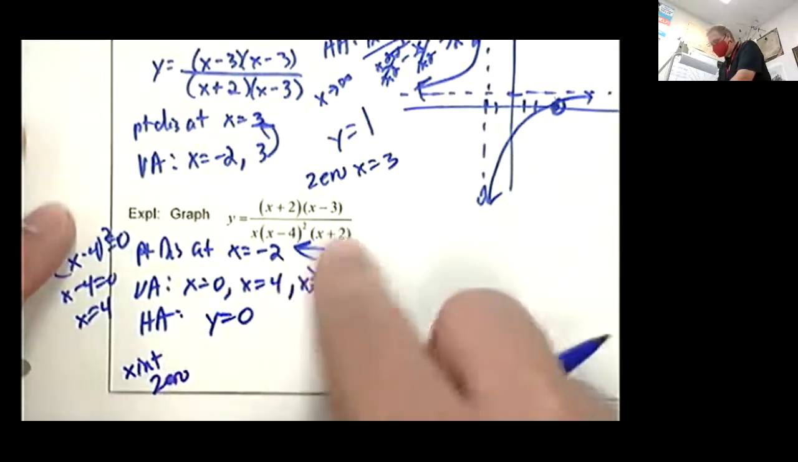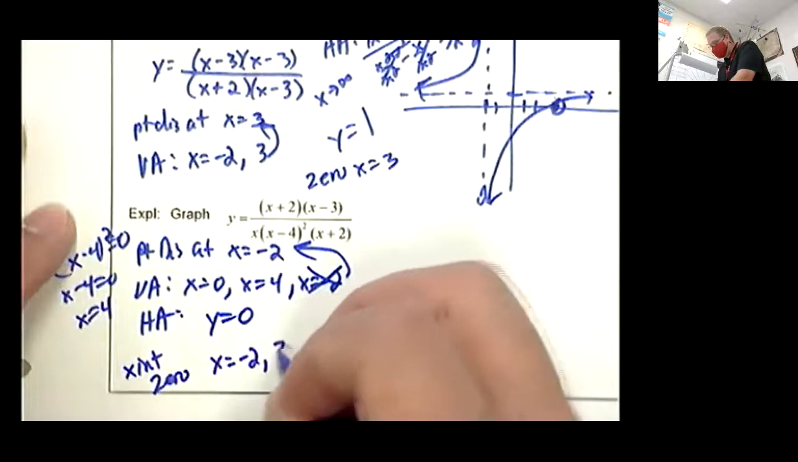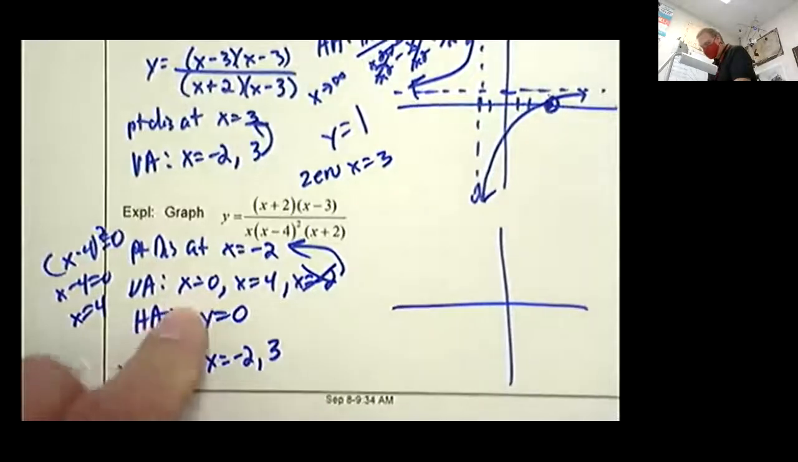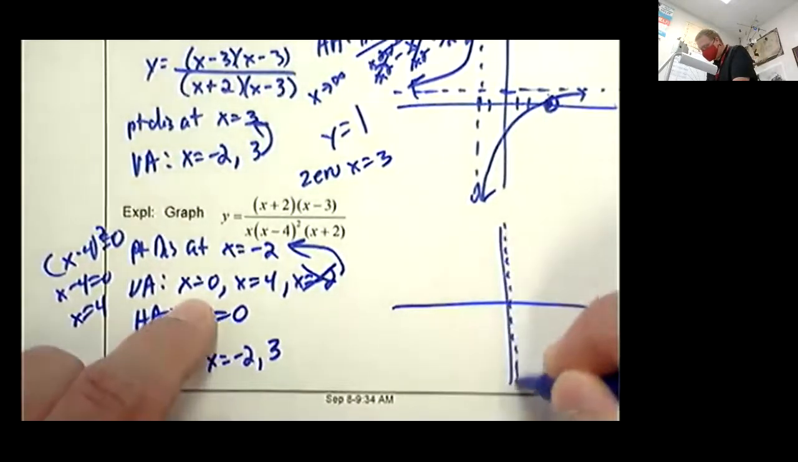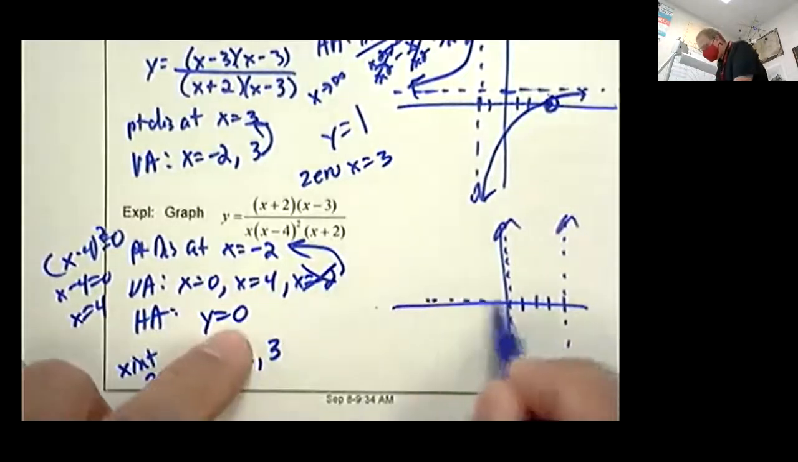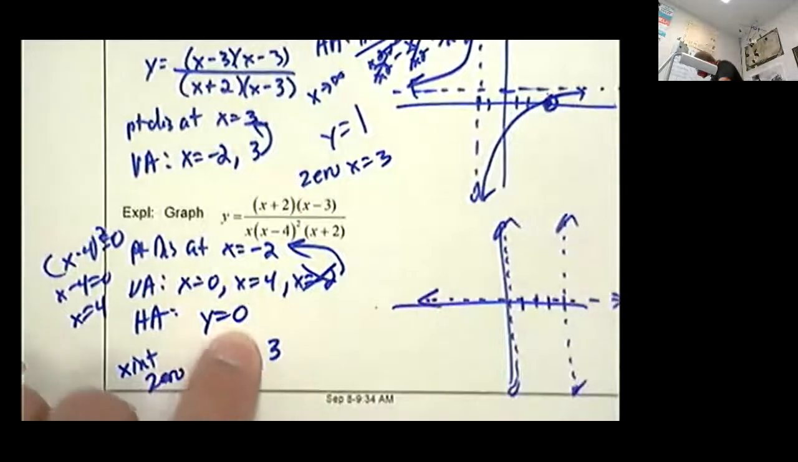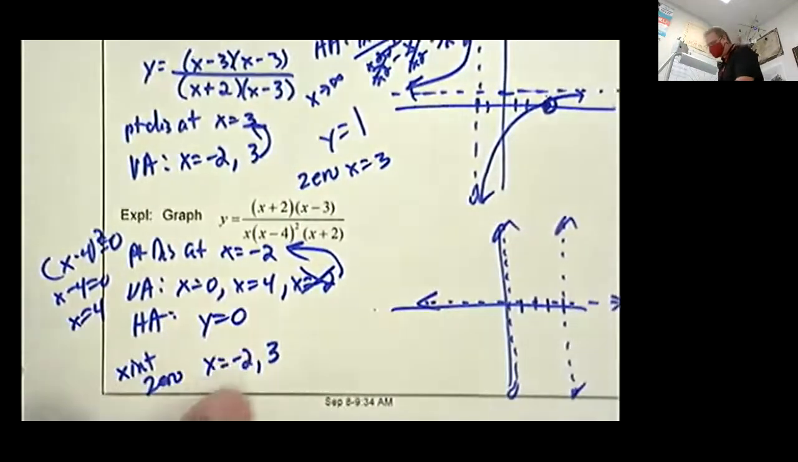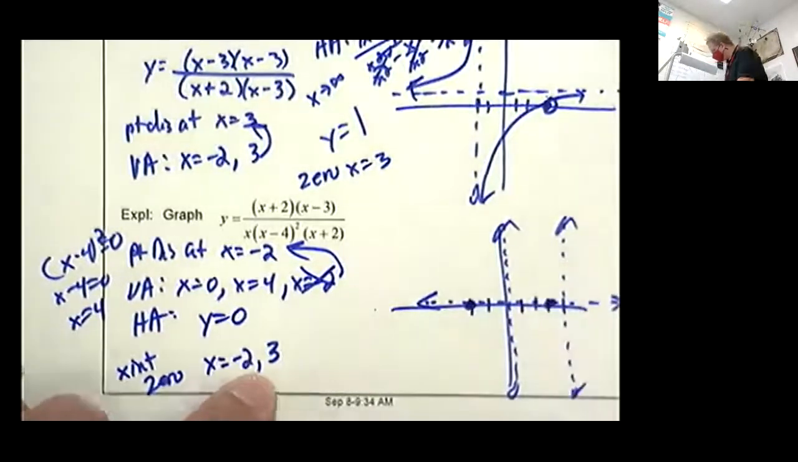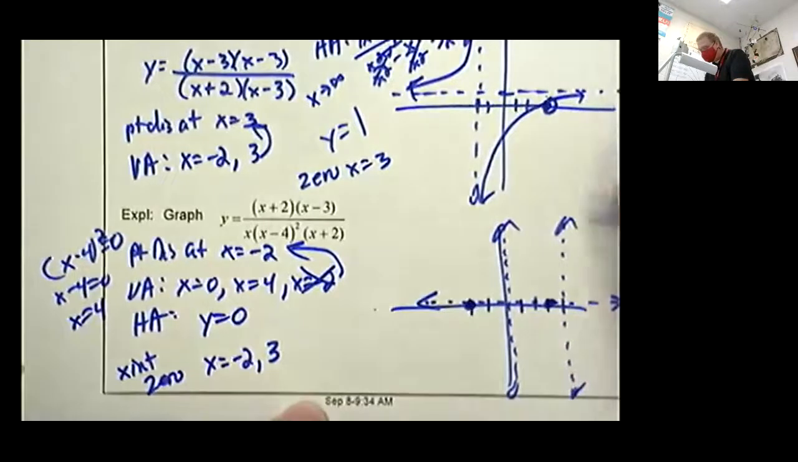We can check for any x-intercepts or any zeros by setting the numerator equal to 0. That's -2 and 3. So we're going to use all of that information to graph. We have a vertical asymptote at x equals 0 and 4. Our horizontal asymptote is at y equals 0. And we know we have zeros at -2 and 3. Again, we can use test points. If we look at like 5, it's going to be above 0, so the graph has to be up here.